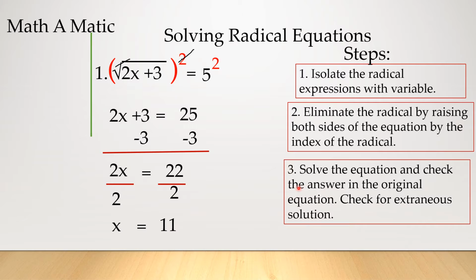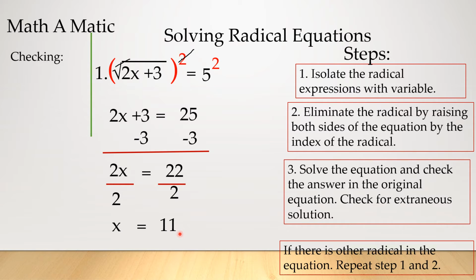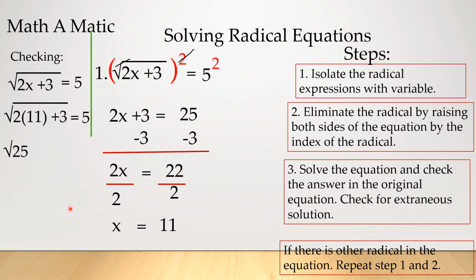We need now to check the answer in the original equation. If we substitute the value of x, which is 11, and this is true, then this is the solution. If not, this is an extraneous solution. So let's do the checking. The original equation is equal to 5. So we're going to substitute x, that's 11. And what is 2 times 11? That is equal to 22 plus 3. Copy that one first. So that is 25.